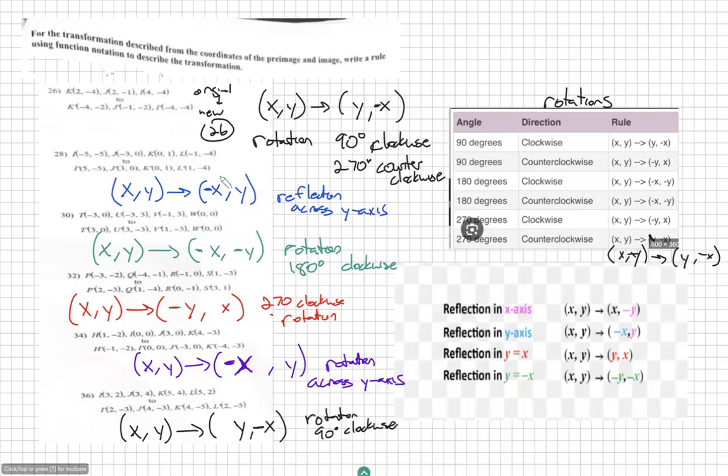Again, I strongly suggest writing a rule, then matching what you know to the rule. And then that makes these problems a lot easier.